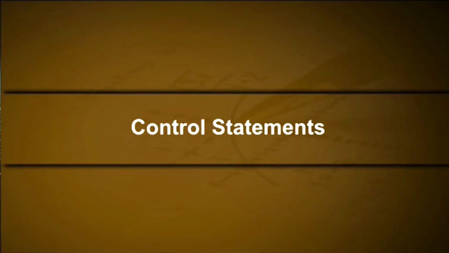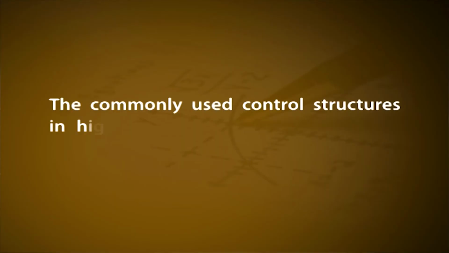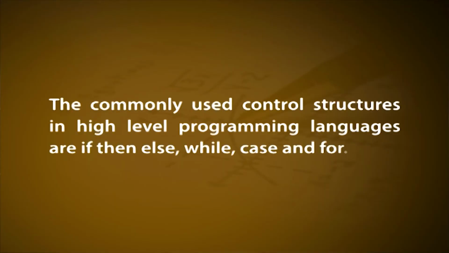Control statements. A control statement is an imperative statement that alters the execution sequence of the program. Modern languages are designed with control statements that allow an entire branching structure to be expressed within a single statement. The commonly used control structures in high-level programming languages are if then else, while, case and for.